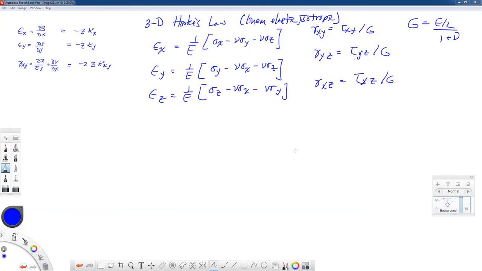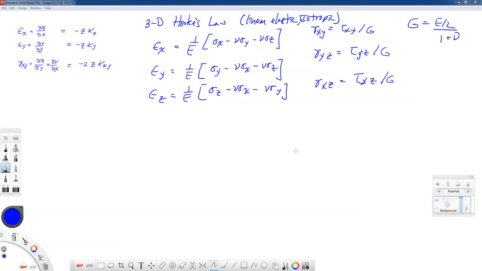Alright, so here's our 3D Hooke's law. Again, there's another whole lecture that I made on deriving 3D Hooke's law and discussing how that works. But here are our strains, epsilon x, y, and z, in terms of the stresses, the modulus of elasticity E and Poisson's ratio nu, and our shearing strains, gamma xy, gamma yz, and gamma xz, in terms of the respective shearing stresses and the shear modulus G, where G can be written in terms of the other two constants for an isotropic material as E over 2 divided by 1 plus nu.